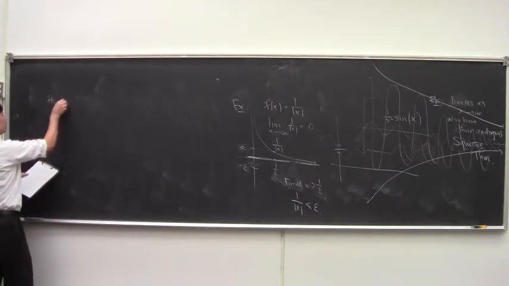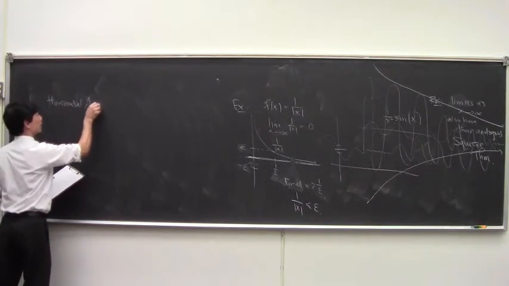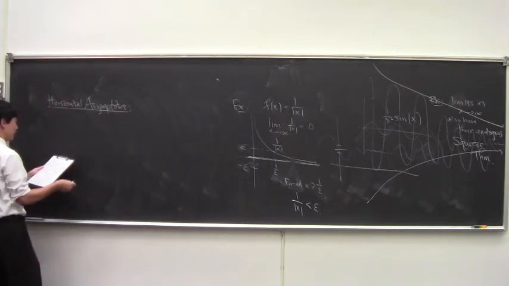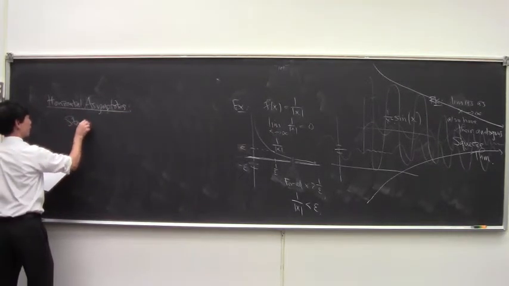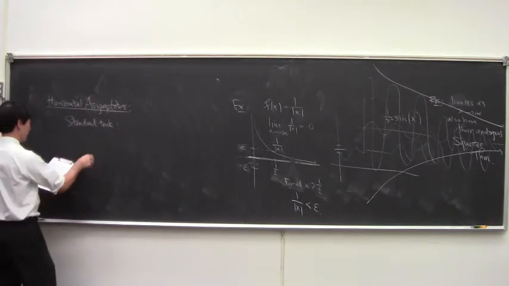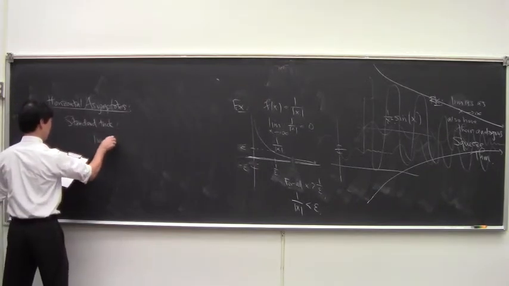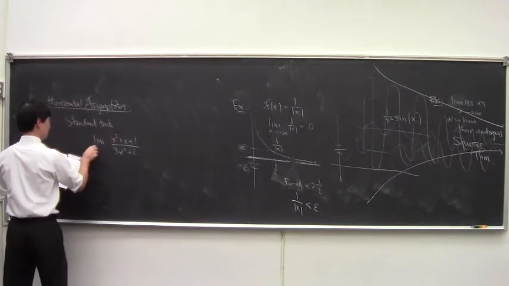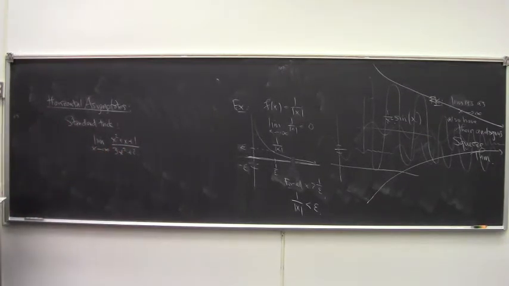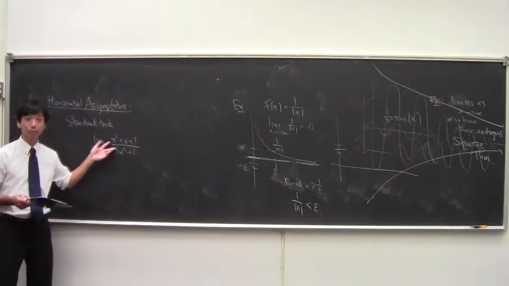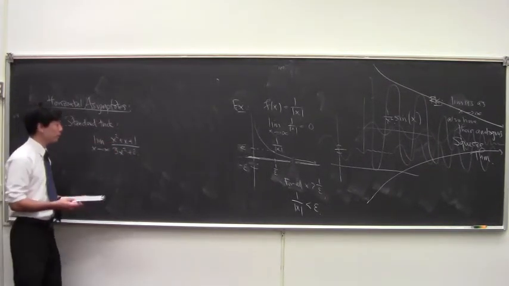Just a reminder about horizontal asymptotes and how one calculates them. Here's the standard trick of calculating horizontal asymptotes. Somebody says, let's look at x squared plus x plus 1 over 3x squared plus 2 as x goes to, say, positive infinity. It could be negative infinity, doesn't matter. As x heads off towards positive infinity, the trick that one usually does is the following.